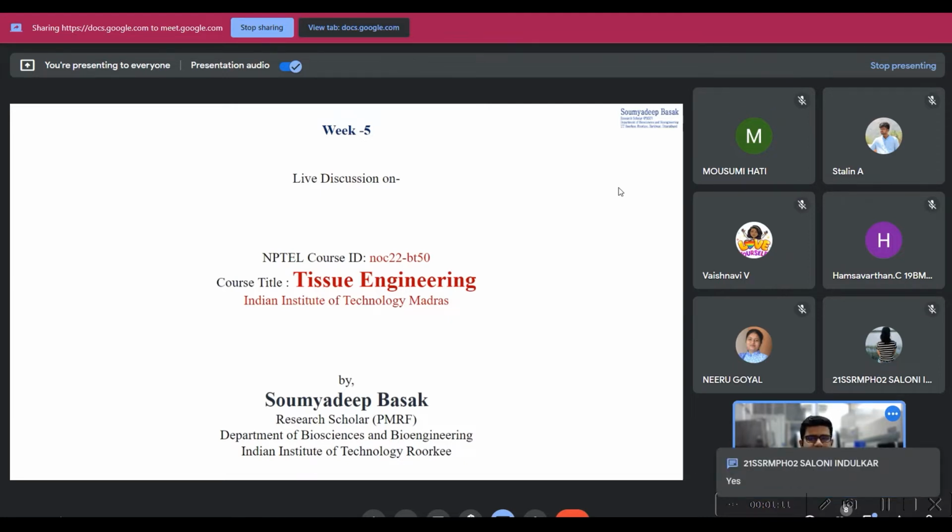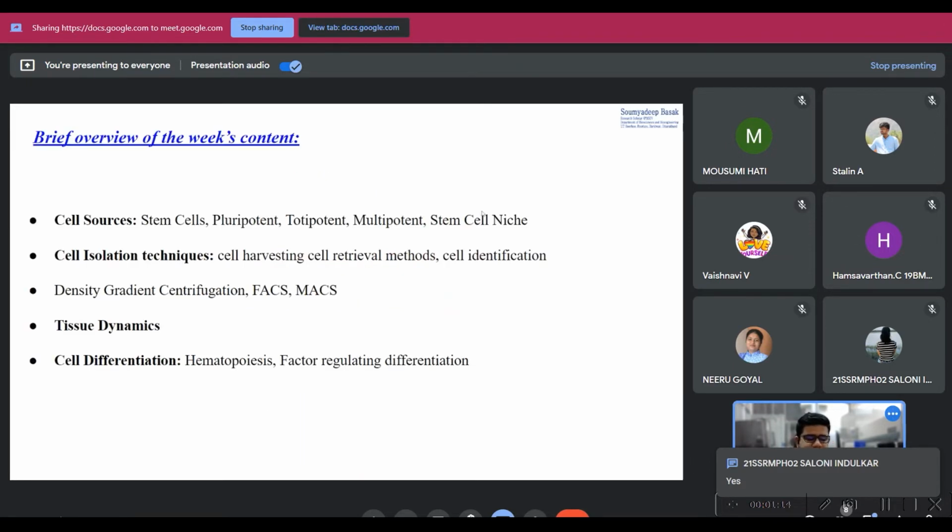Now, this week we have learned about various cell sources. We had a previous discussion about autologous and xenogenous cell sources when we were studying the hydrogel sections. This week we particularly addressed the various cell sources, mostly focusing on stem cells, like pluripotent, totipotent and multipotent stem cells. What are the sites they are harvested from? What are the stem cell niches that are very important for tissue engineering applications, and how its biology changes?